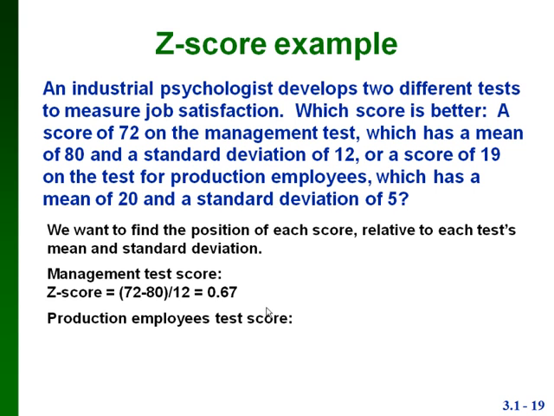For our production employees test score, for this one we'll be using 19 for our x value. Our mean is 20 and our standard deviation is 5. So if we calculate that and round it, we get 0.20.